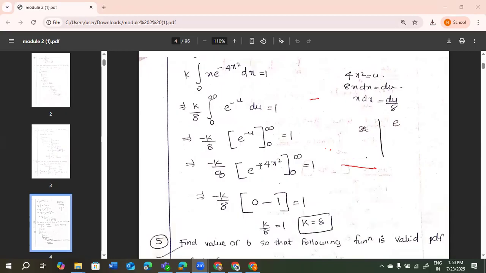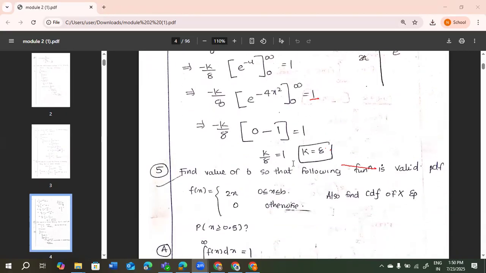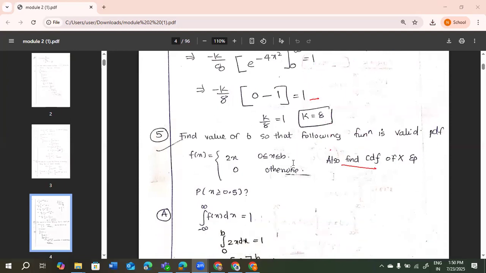After that, what you have done in the last step is just substituting it, that is, replacing after integrating that. After that, you will be changing the limits and you will get the answer k equal to 8. I think it's clear for you. If you have any doubt, you may ask.